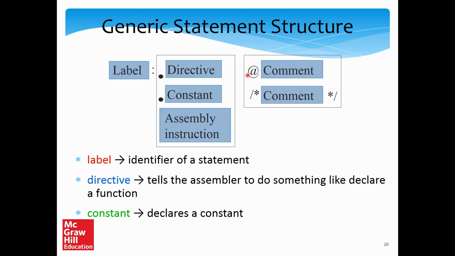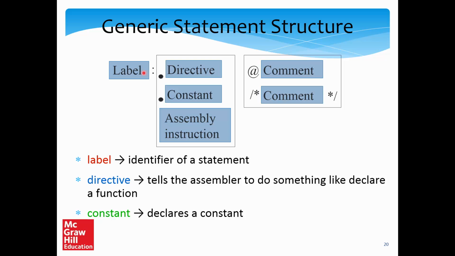So the comments can always come at the end of a statement, or you can have an entire line with the comment. The assembly statement itself can be an assembly instruction, or we can define a constant, or we can have an assembly directive, which is essentially an instruction to the assembler to do something special. So we'll discuss that later. And the entire assembly statement inclusive of the comment can be preceded by a label.